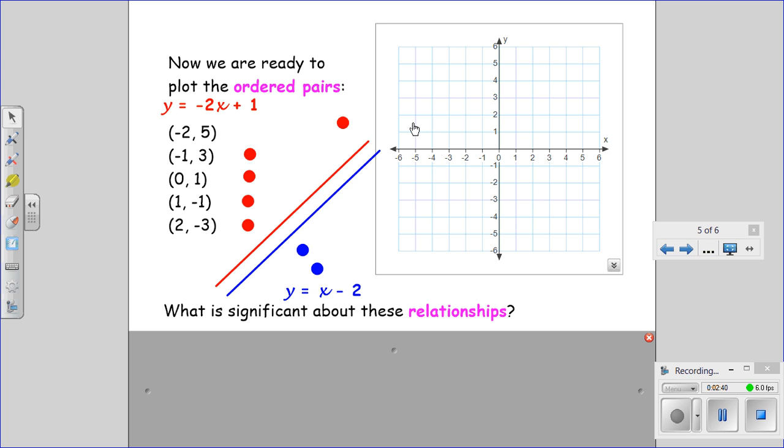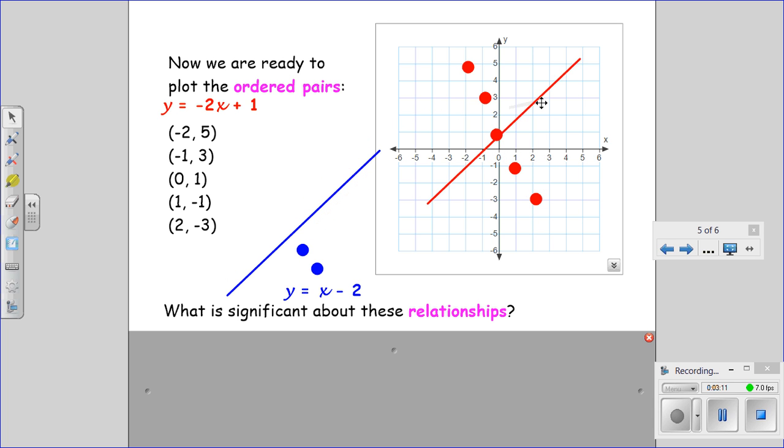So -2, 5, we are going to start at the origin. We go left 2 and up 5, and we plot our point. -1, 3, we start at the origin, go left 1 and up 3 and plot our point. 0, 1, we stay on the y-axis and we move up 1. 1, -1, I start at the origin, go right 1 and down 1. And 2, -3, again, I start at the origin, go right 2 and down 3.